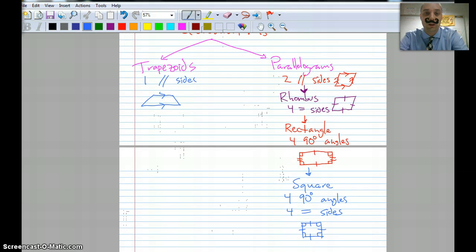Notice trapezoid is kind of lonely over there by itself, just got 1 pair of parallel sides. Parallelogram fills up, and I didn't put this in the best order. Rhombus kind of is its own thing. Probably should have moved that off to the side, but that gives you kind of an idea of what we're doing. Okay, you're going to practice some more things on your classwork all about parallelograms and their side lengths.